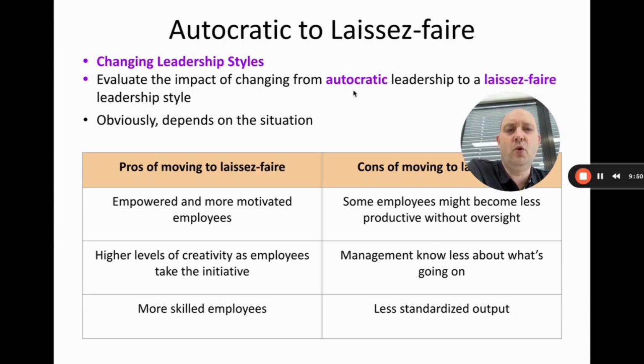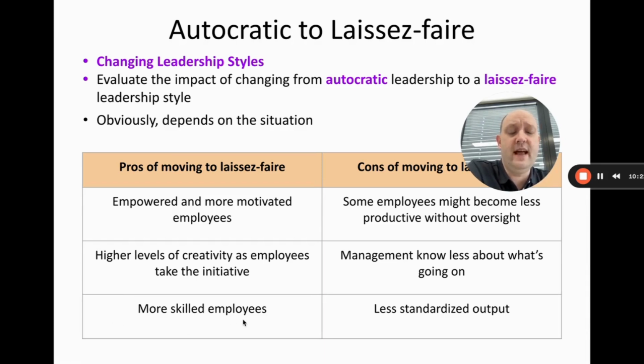Another example would be autocratic to laissez-faire. So benefits of moving to laissez-faire from autocratic is now employees are motivated, they're empowered. So hopefully staff motivation should go up as staff feel like they can make their own decisions. We should get higher levels of creativity because employees can now take the initiative, they can manage their own time and their own tasks, and therefore they're more likely to do things which suit them in order to meet their own objectives. And employees should become more skilled.